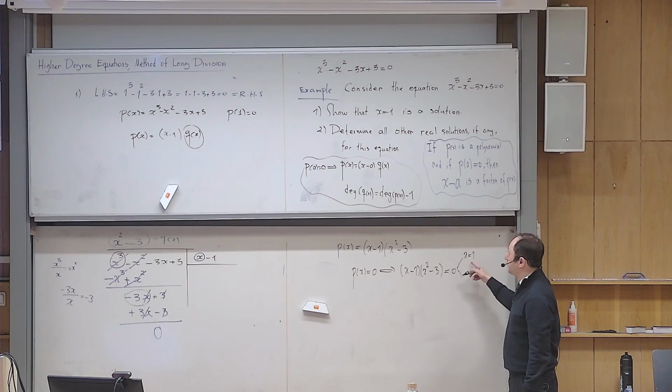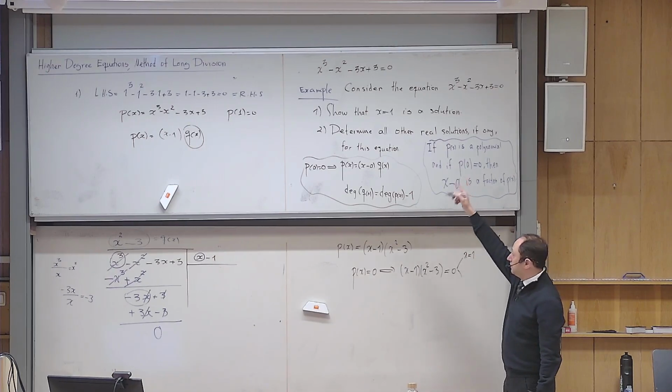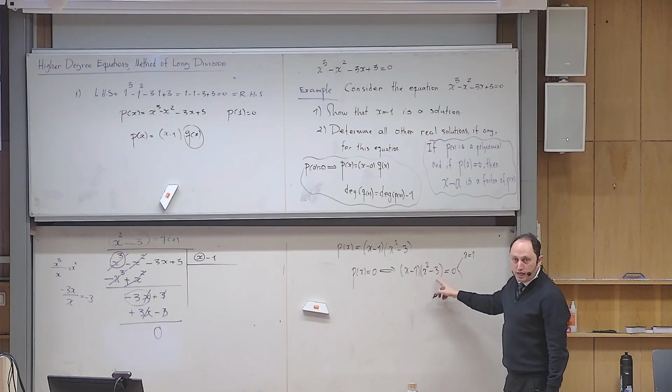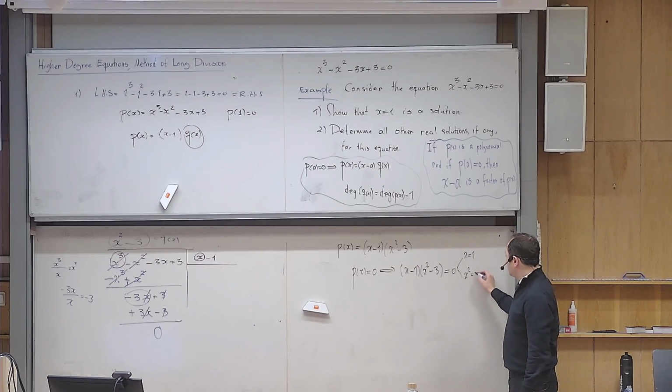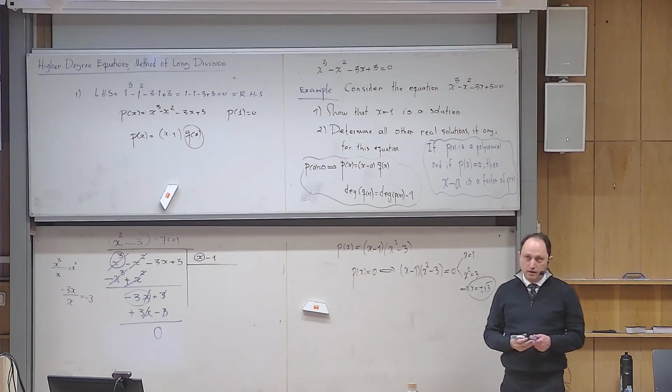Of course, it is not surprising. I knew about this from the beginning. And then I get two new answers. X squared is equal to 3. So this means that x is equal to plus or minus the square root of 3, which I was not able to just guess. Yes?